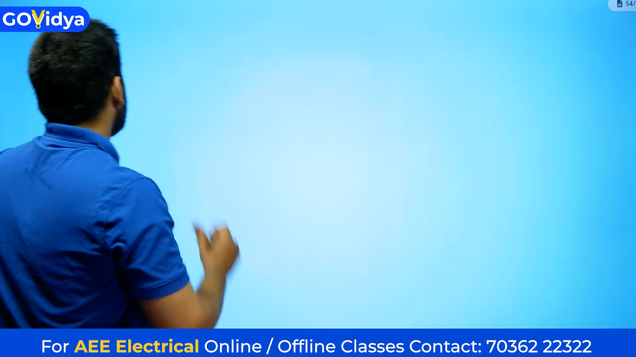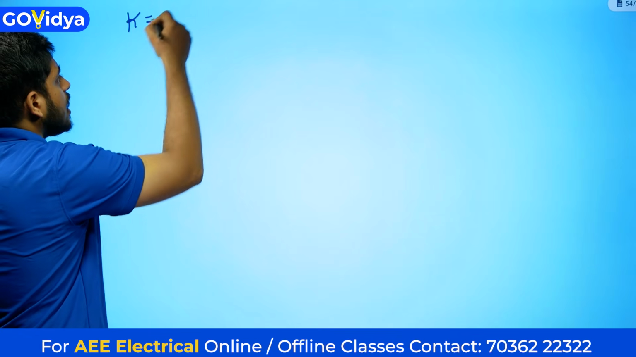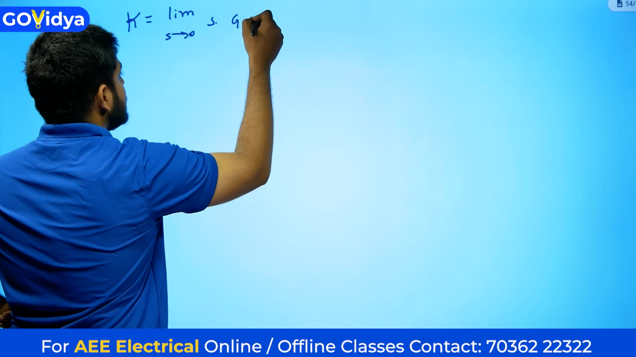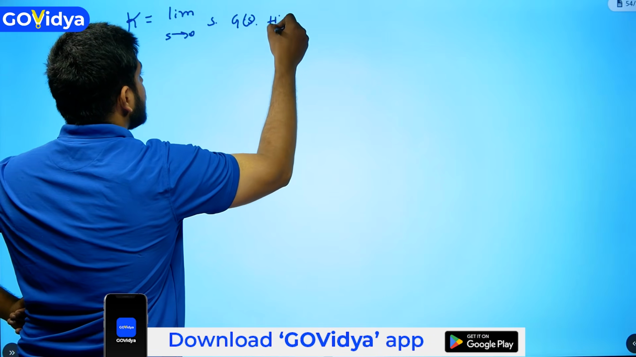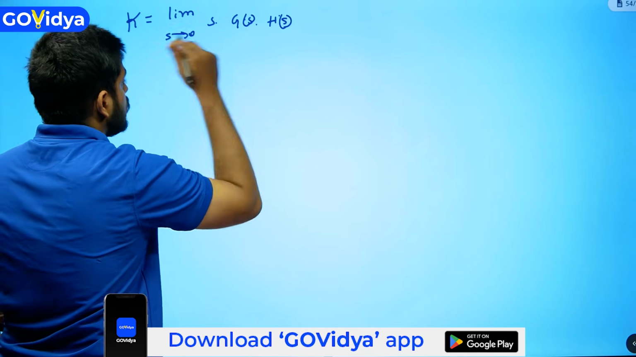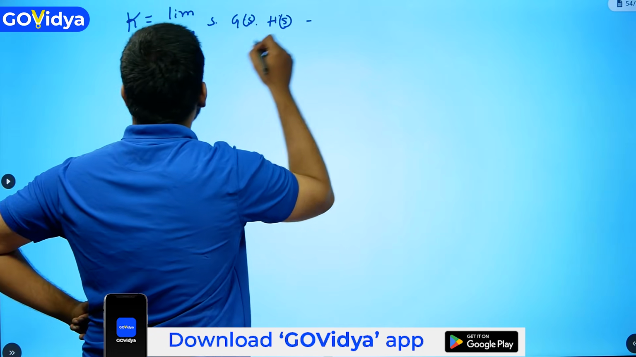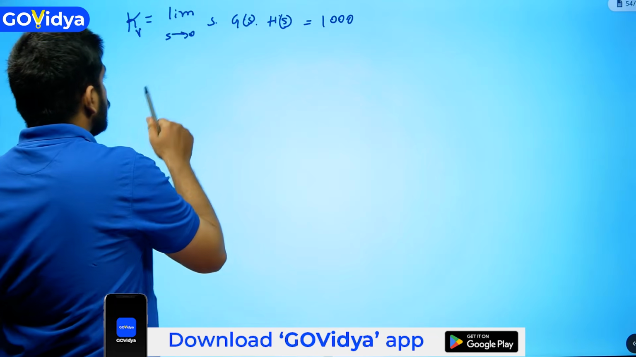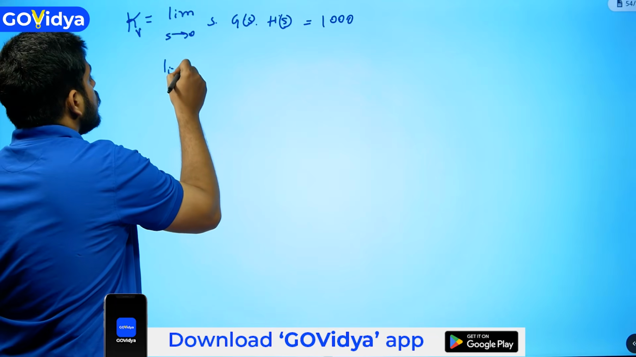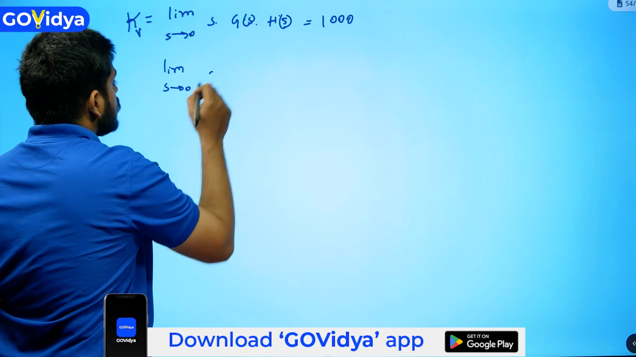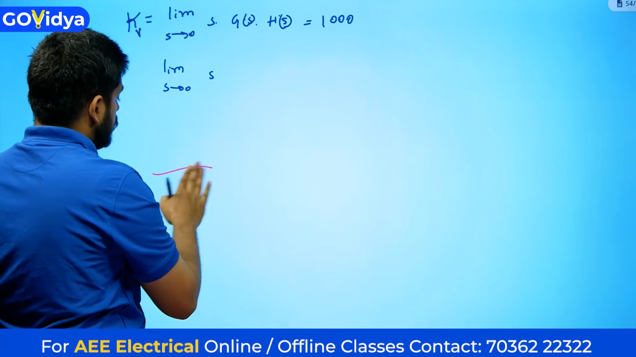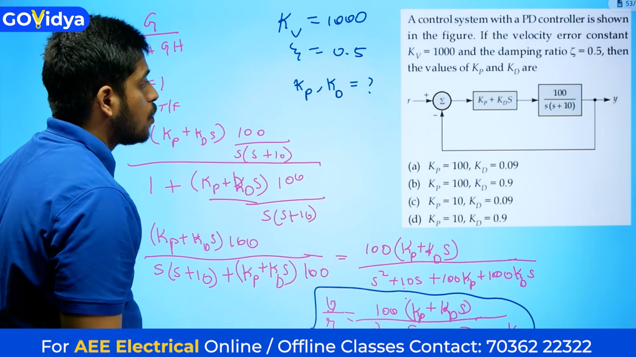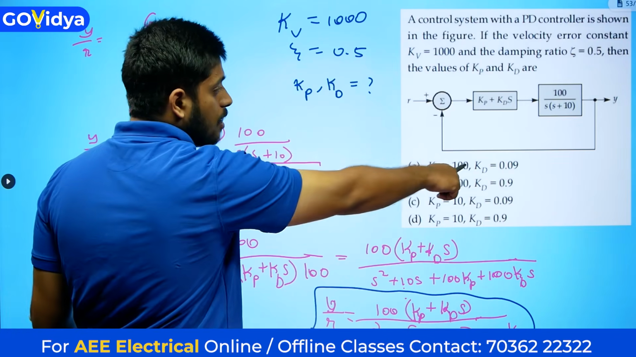Kv is given as 1000. Kv, what we have, Kv as limit s tends to 0, s into g of s into h of s, open loop only here. Okay, g of s into h of s, and this is Kv, and this is equal to 1000. Now we'll substitute the g of s into h of s here directly. Limit s tends to 0, s into, what is my g of s? This is g of s and h of s. So h of s is 1, but g of s is this whole thing.